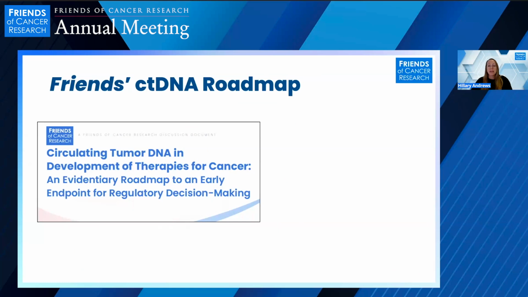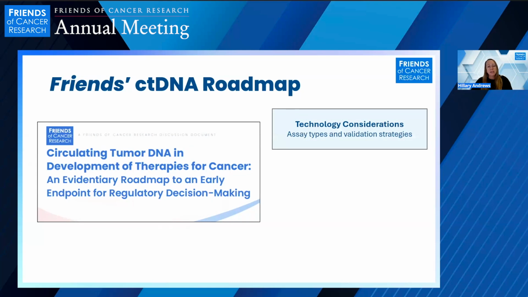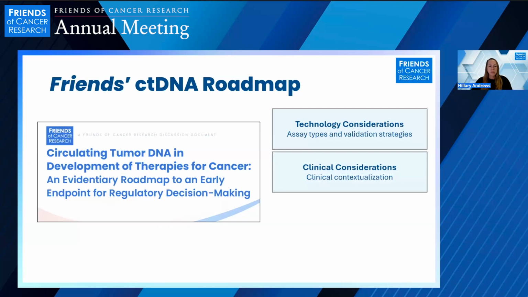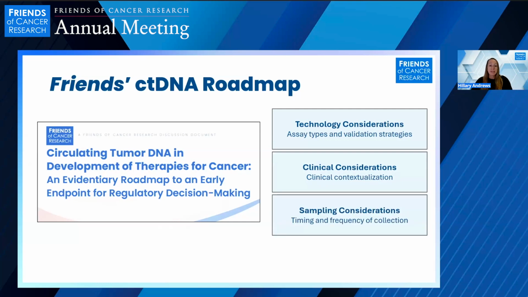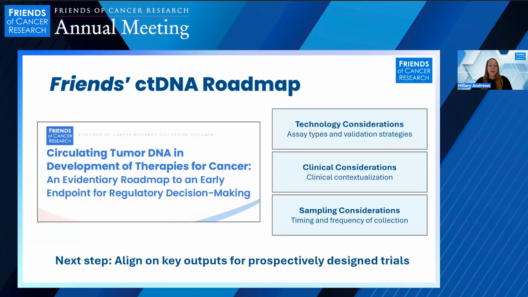In addition to developing data to support using ctDNA as an intermediate endpoint over time, Friends also created a roadmap to support which data need to be developed. This document outlined 3 key areas: technology considerations, including assay types and validation strategies, clinical considerations, including clinical contextualization, and sampling considerations like timing and frequency of collection. Our next step is to align on key outputs for prospectively designed trials.